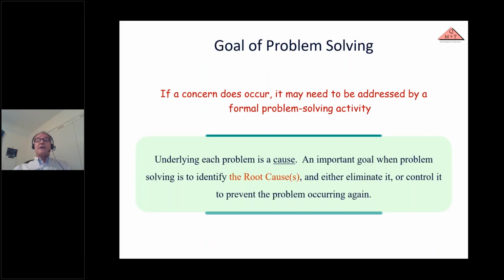However, if a concern does occur, it may need to be addressed by a formal problem-solving activity. And it's important to recognise that underlying each problem is a cause. An important goal when problem solving is to identify the root cause and either eliminate it or control it to prevent the problem happening again. So that is a really key thing for the team to focus on.